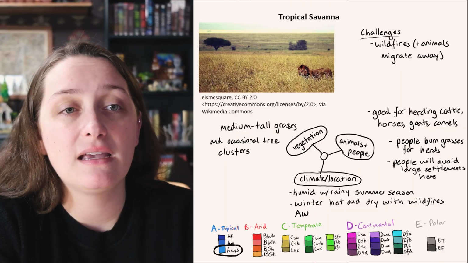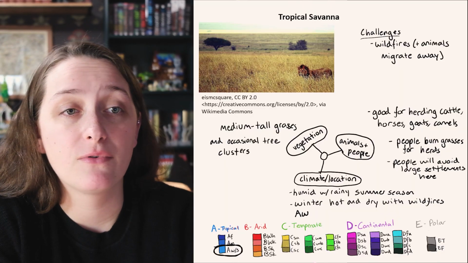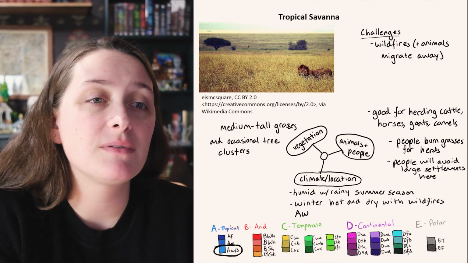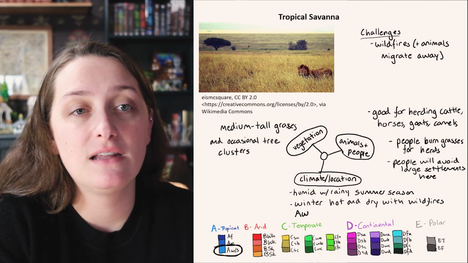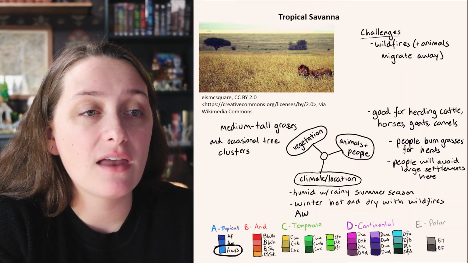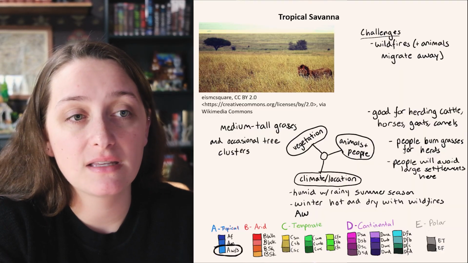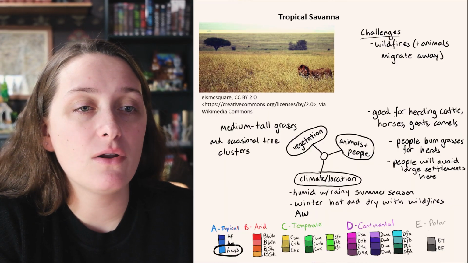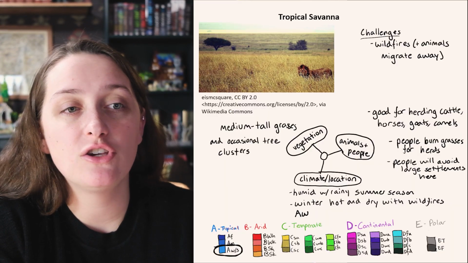And people living in these areas commonly burn the savanna before the rainy season starts to help fertilize the ground, to give a jump start for all the grasses that are needed in order to support the herds. It's really great for domestic herds of cattle, horses, goats, camels, but the soil is not really rich enough for farming.